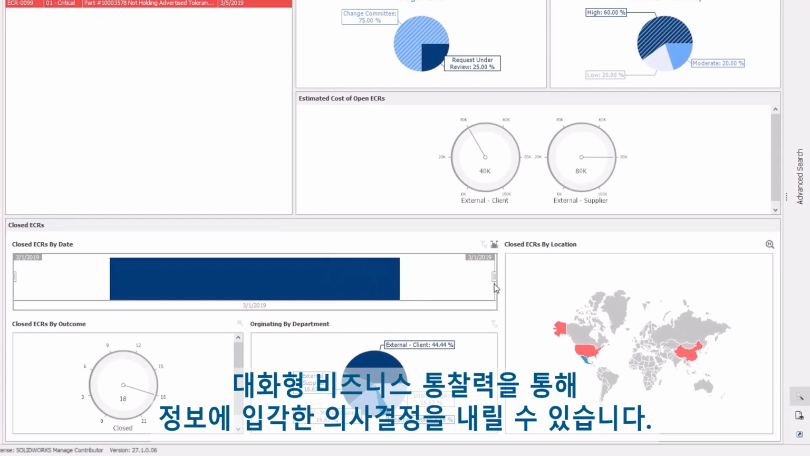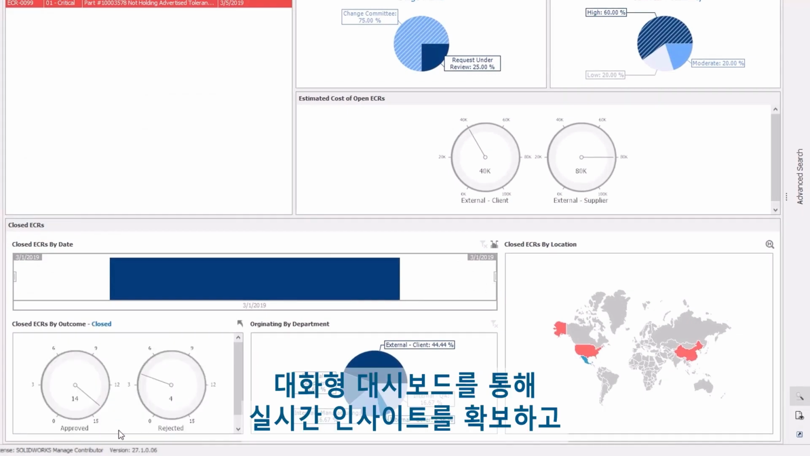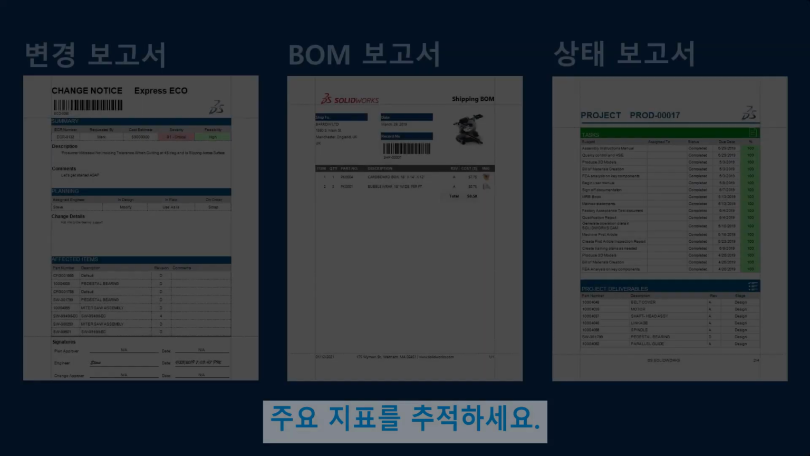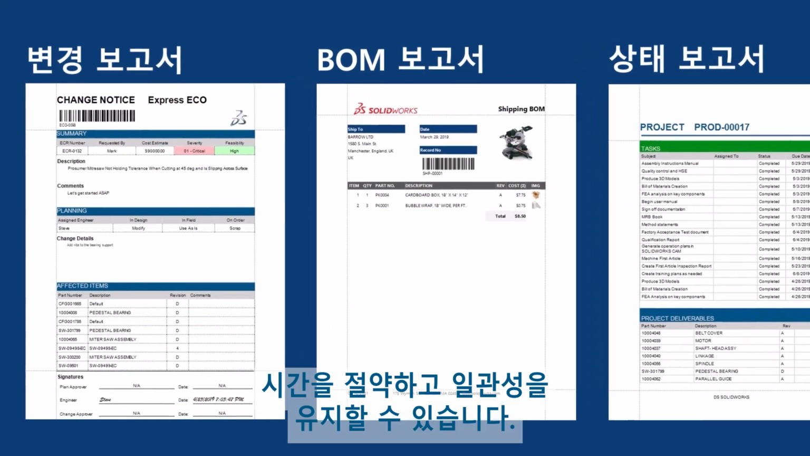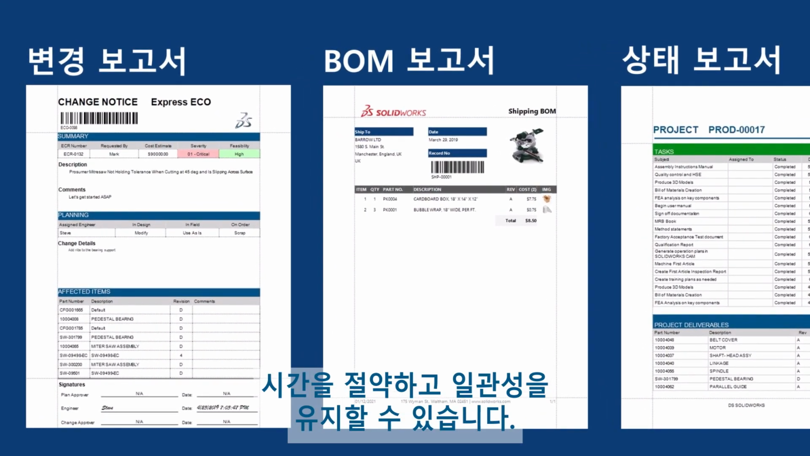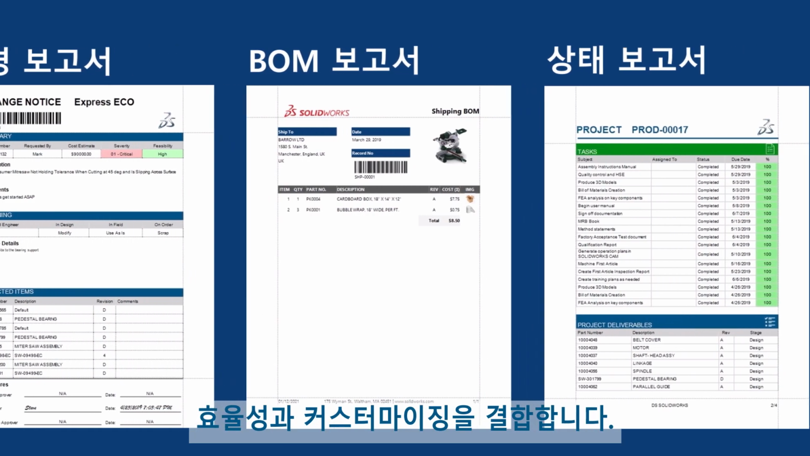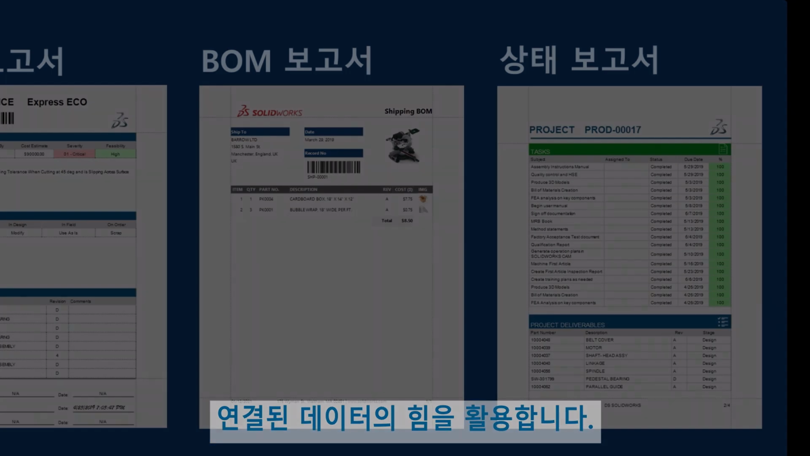Interactive business insights drive informed decision-making. Gain real-time insights through interactive dashboards and track key metrics. Automate documentation and generate professional reports to save time and maintain consistency. SOLIDWORKS Product Data Management blends efficiency with customization, harnessing the power of connected data.